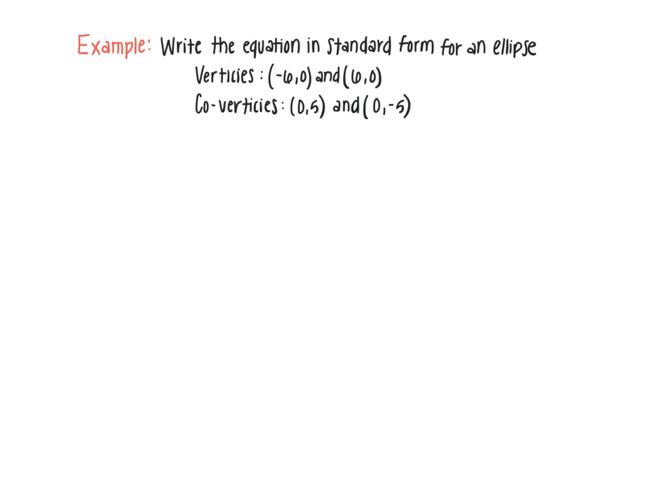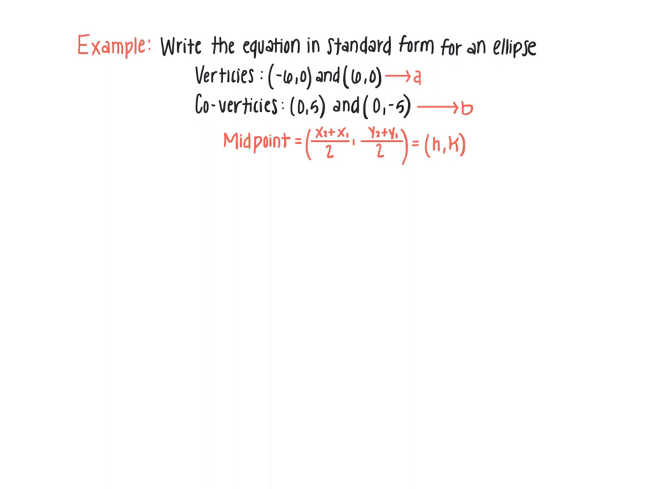So we know for this particular ellipse that it has vertices located at (-6, 0) and (6, 0), and it has co-vertices located at (0, 5) and (0, -5). So the important thing to identify here is if I know where my vertices are located, I can get a. And if I know where my co-vertices are located, I can get b. And on top of that, using the midpoint formula, I can find the center of my ellipse as well, which would give me h and k.